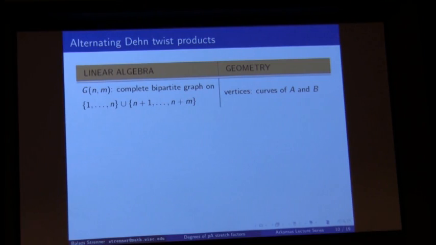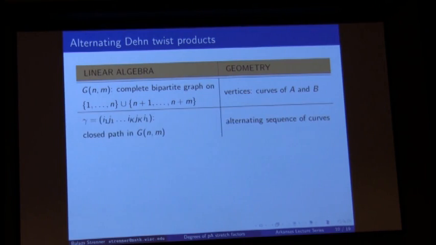And we formalize it as follows. So we define this bipartite graph G_{n,m} on the partition 1 to n and n+1 to n+m. So the first partition corresponds to the multicurve A, and the second to the multicurve B. And vertices in this graph correspond to the curves in the multicurves. And then I take a closed path in this bipartite graph, which bounces between the two partitions. So I get an alternating sequence of red and blue curves. And then I create this product of the Q_i.